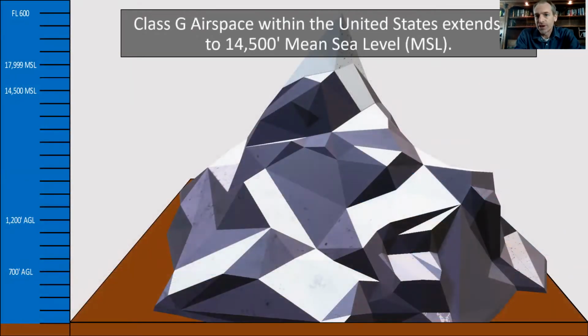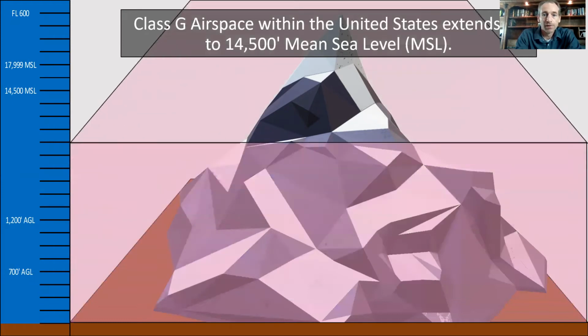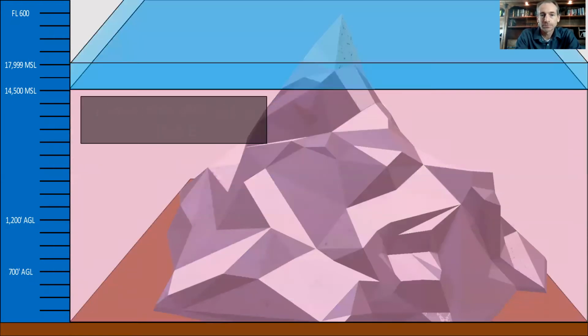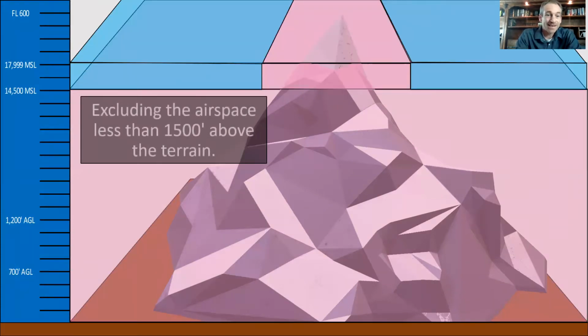Class G airspace within the United States extends up to 14,500 MSL. And then above that altitude is going to be Class E, excluding the airspace that is less than 1,500 feet above the terrain. All right, so we see in this example, the mountain goes above that 14,500. So that would be Class G, and the Class E airspace is going to surround that.